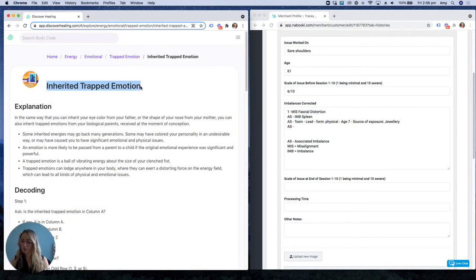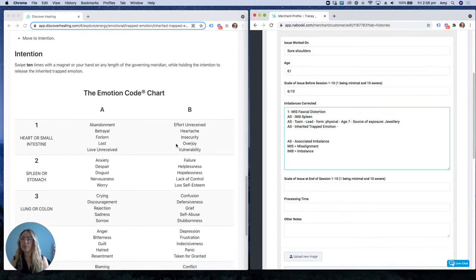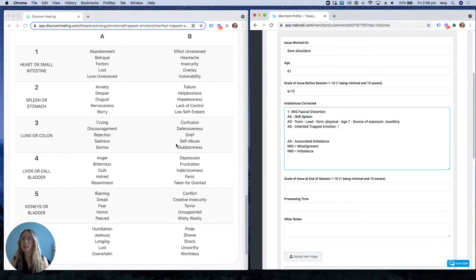So an inherited trapped emotion is one that Tracy received at the time of conception. So this has been passed down from her parents. And for this one, I'm going to use the emotion code chart, which is down the bottom here. So I'm going to find out which emotion it is and who she inherited it from. The emotion of disgust. So this was on her mother's side.